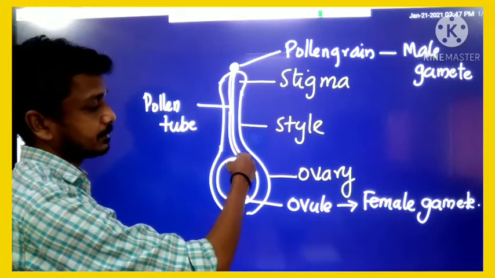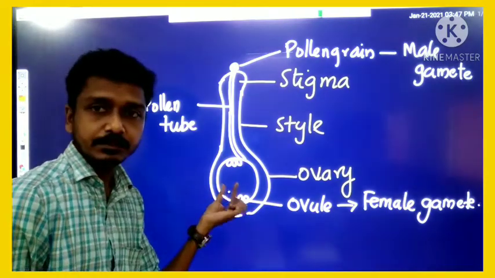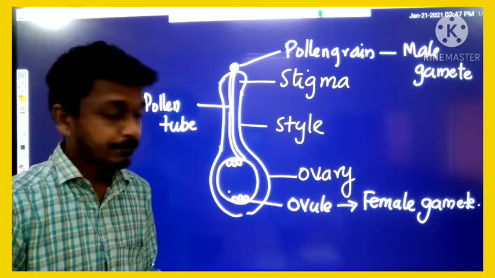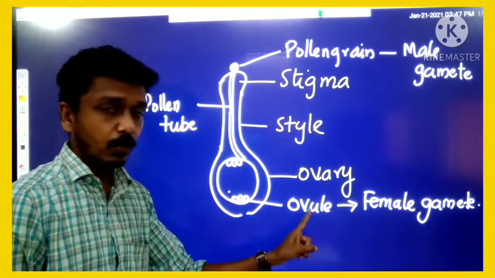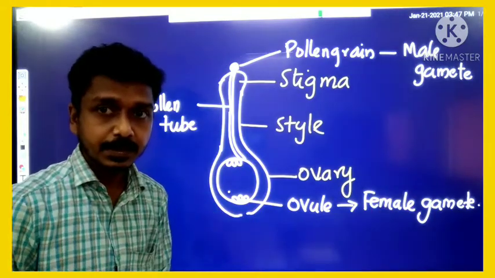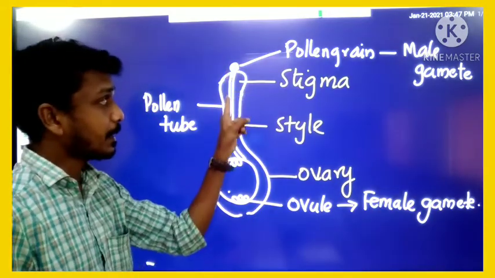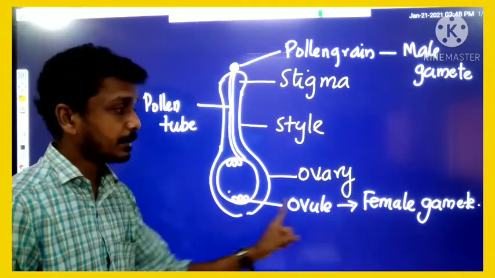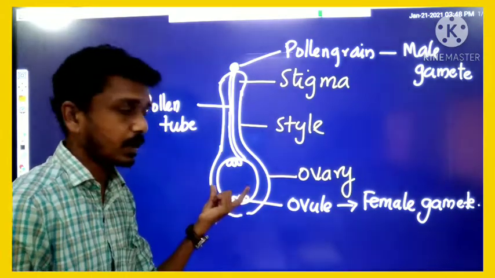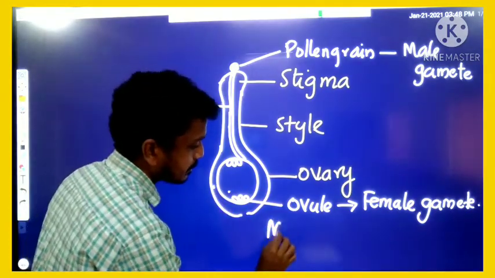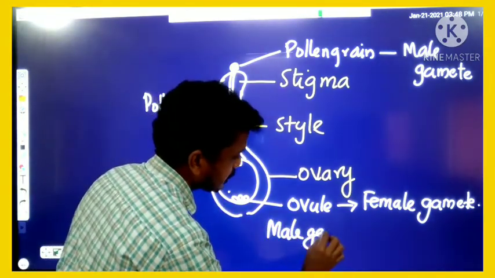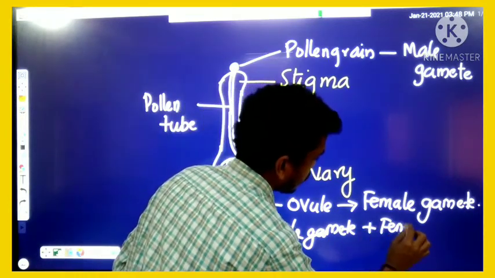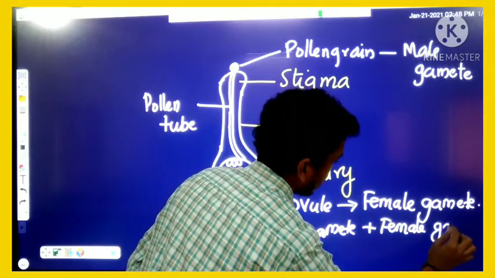The male gamete reaches the ovary. Inside the ovary, the ovule contains the female gamete, right? That means the male gamete which transferred through the pollen tube fuses with the female gamete of the ovary.